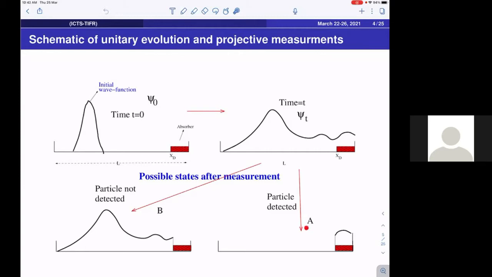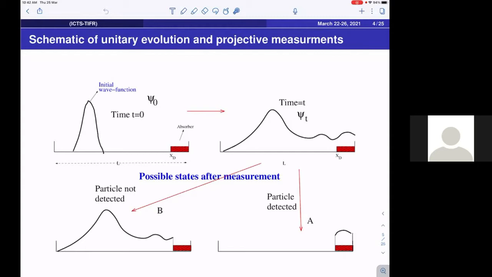If I don't detect the particle, even then the state of the system changes. I now know it's not in this region, so the wave function immediately after measurement will actually look like this. It's chopped off in some region. And if I detect, then the system is given by this wave function. So measurement, even a null measurement where I don't detect the particle, changes the state of the system.